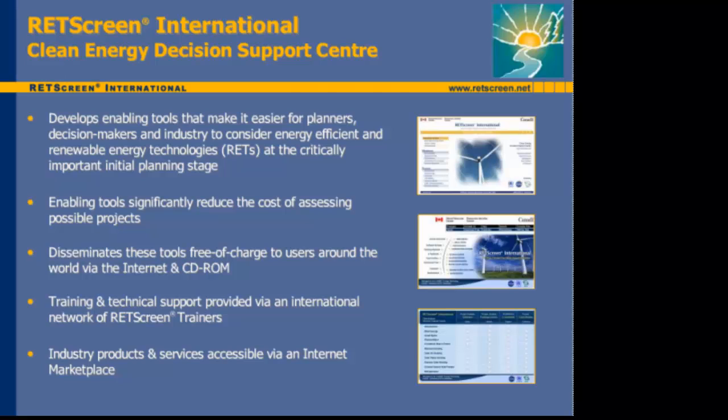The RETScreen International Clean Energy Decision Support Center. This course is provided by the RETScreen International Clean Energy Decision Support Center, which develops enabling tools that make it easier for planners, decision makers, and industry to consider energy efficient and renewable energy technologies at the critically important initial planning stage. These tools, which significantly reduce the cost of assessing possible projects, are distributed around the world free of charge via the Internet and CD-ROM.